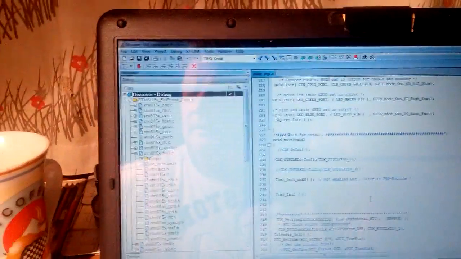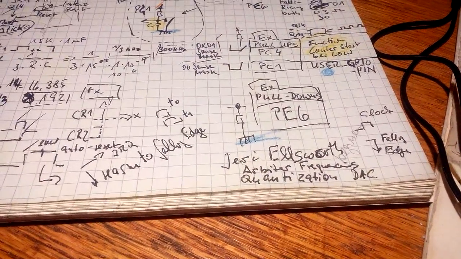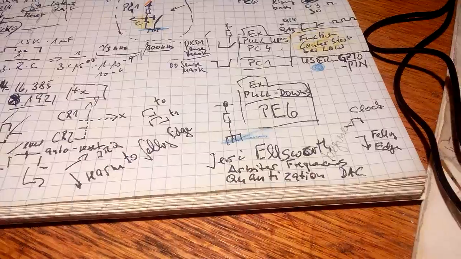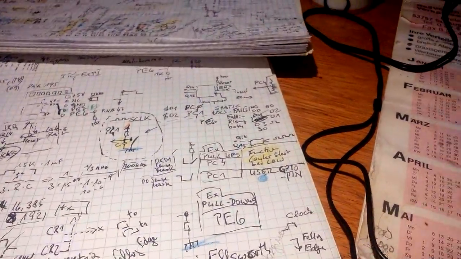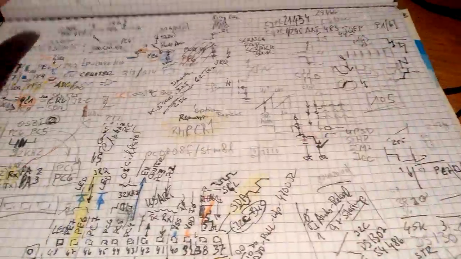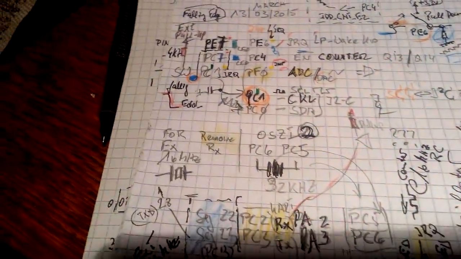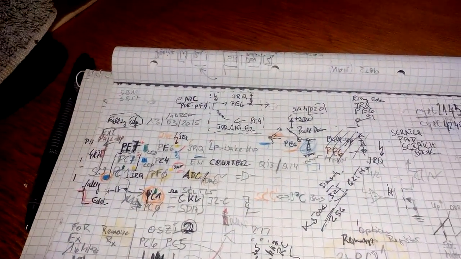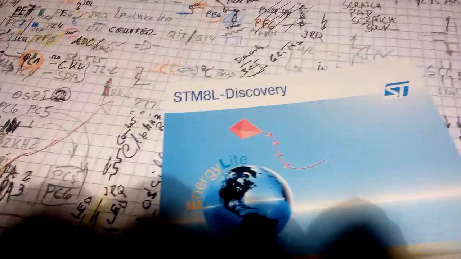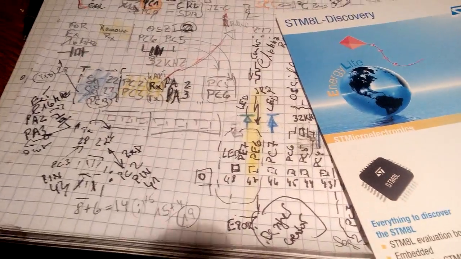And this is Jerry Ellsworth's arbitrary frequency and quantization DAC project. And here is my pin map of that discovery board. This is with the Discovery STM8L chip.